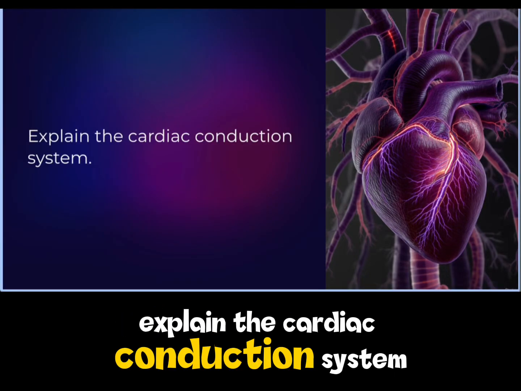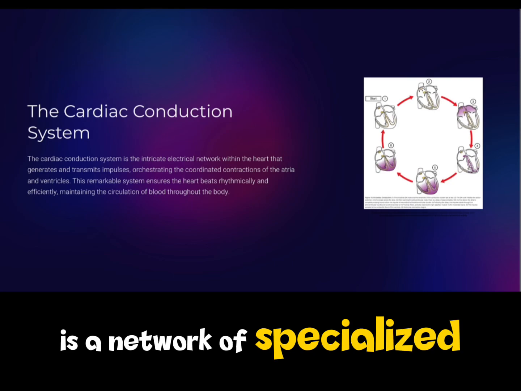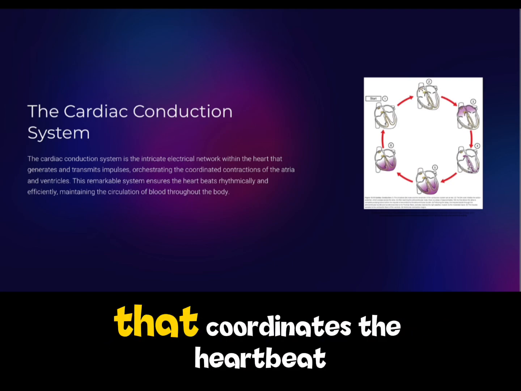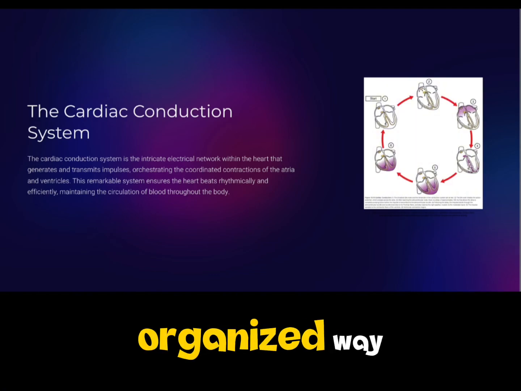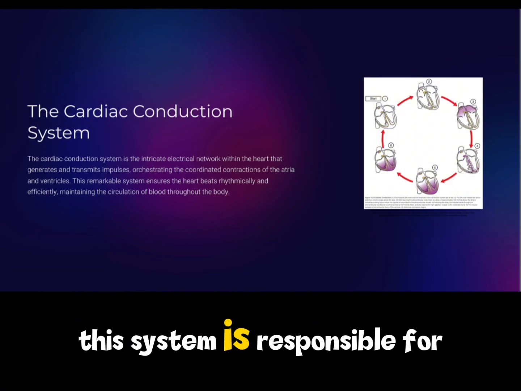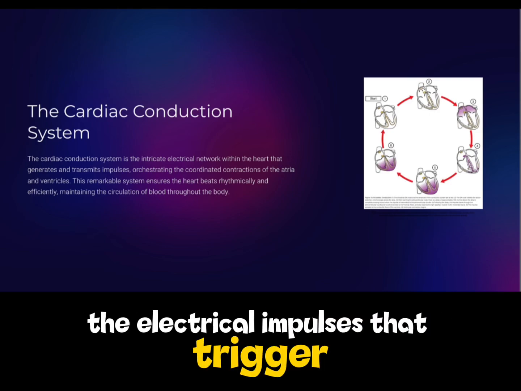Explain the cardiac conduction system. The cardiac conduction system is a network of specialized cells within the heart that coordinates the heartbeat, ensuring the heart contracts in a smooth, organized way. This system is responsible for generating and transmitting the electrical impulses that trigger each heartbeat.